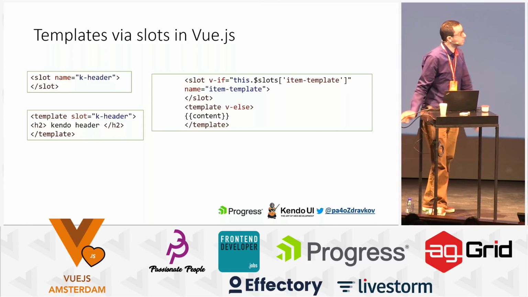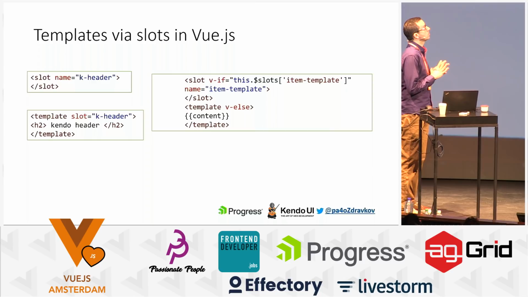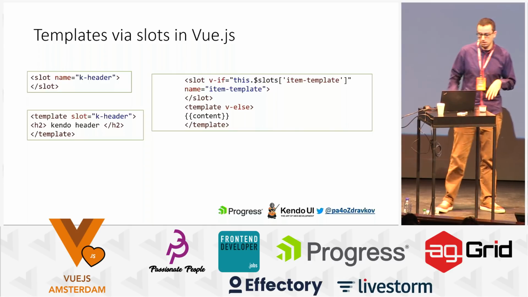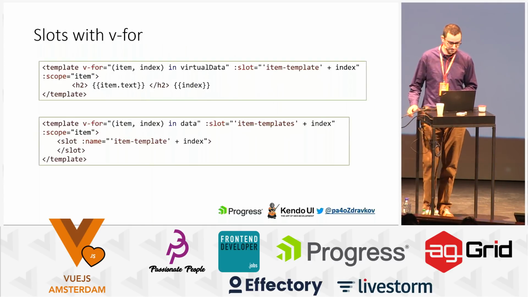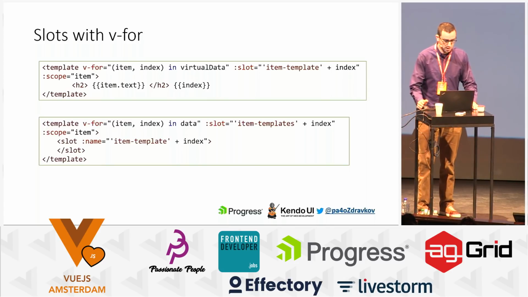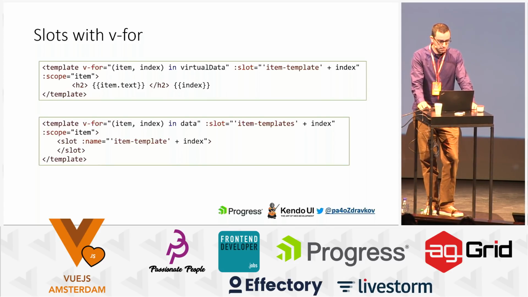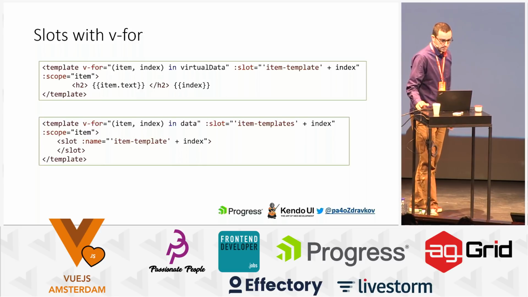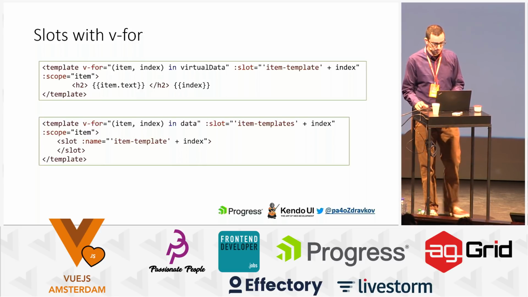We can also use it with v-if if we want to have some default HTML and only render the template if it's declared in the template. We can also use slots with v-for. In this case, we have to be careful and make the name different, and use maybe the index of the v-for, because when they are the same, things may easily mix up.